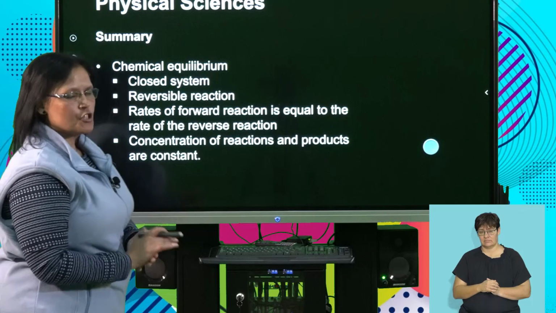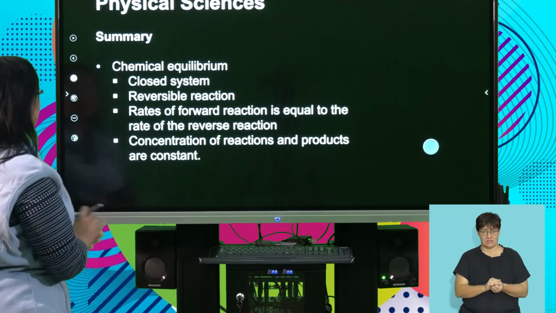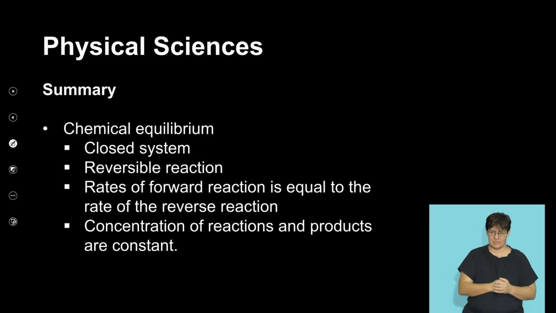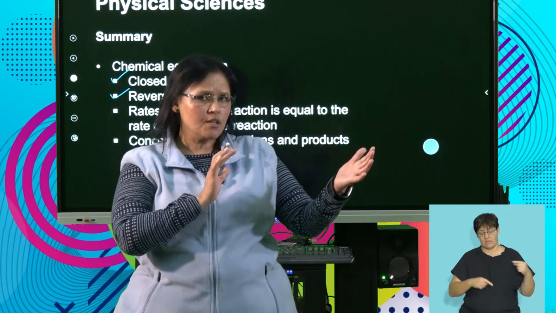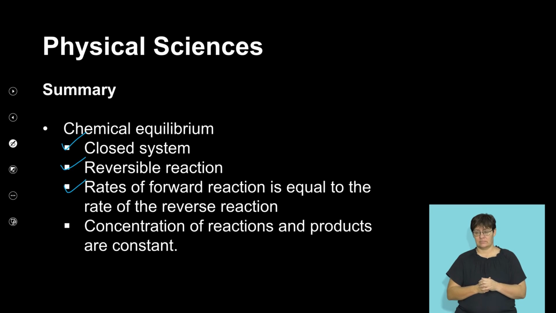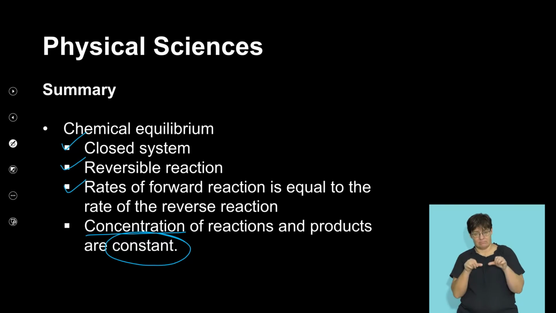To summarize, I just want to remind you that we spoke about a closed system. Chemical equilibrium only happens in a closed system, only with reversible reactions. The rate of your forward reaction must be equal to the rate of your reverse reaction, and the concentrations of everything remain constant.